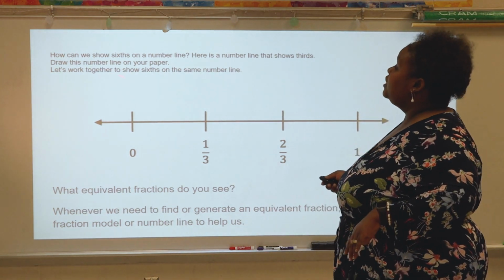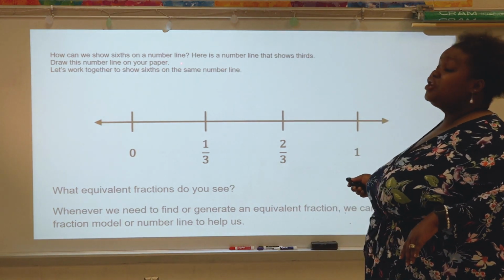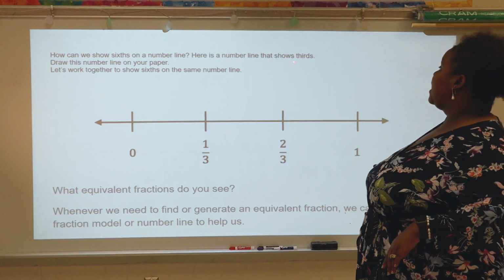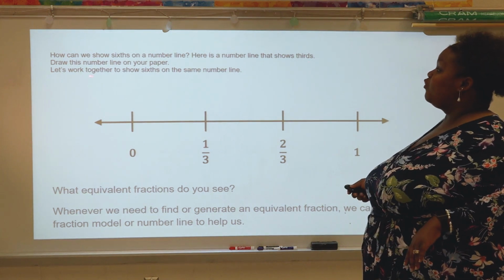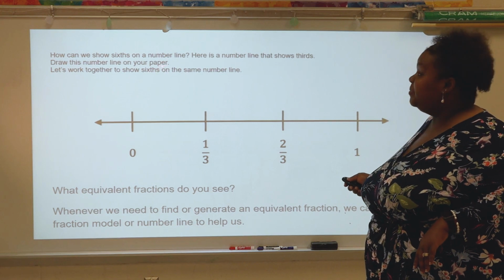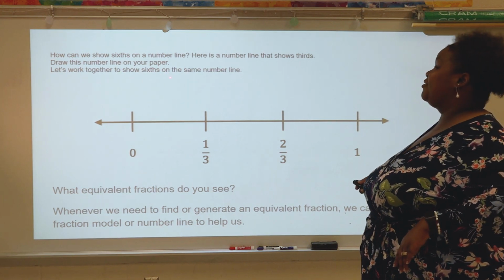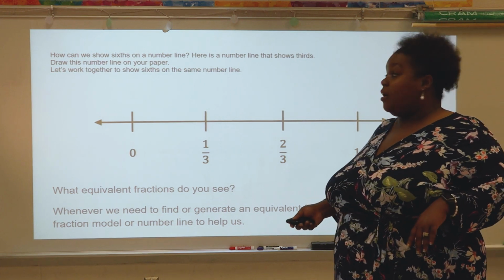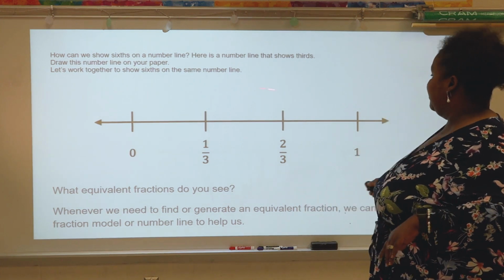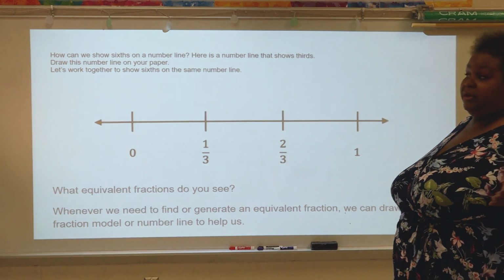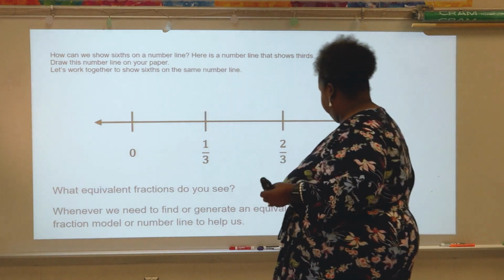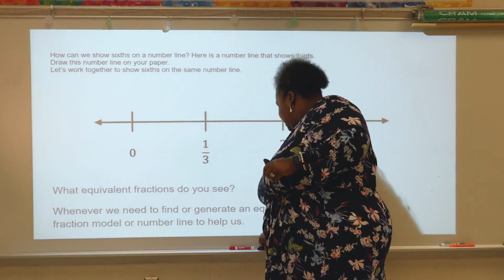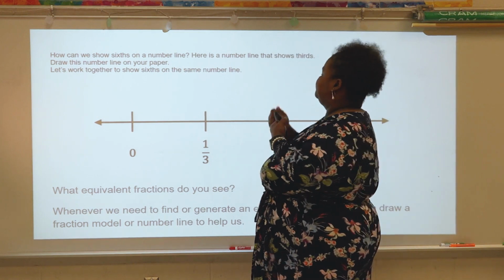How can we show sixes on a number line? Here's a number line that shows thirds. Draw this number line on your paper. Let's work together to show sixes on the same number line. First, draw, just like I have up here, a thirds number line. Now notice, how did I draw it? Let me model to you how I drew it.